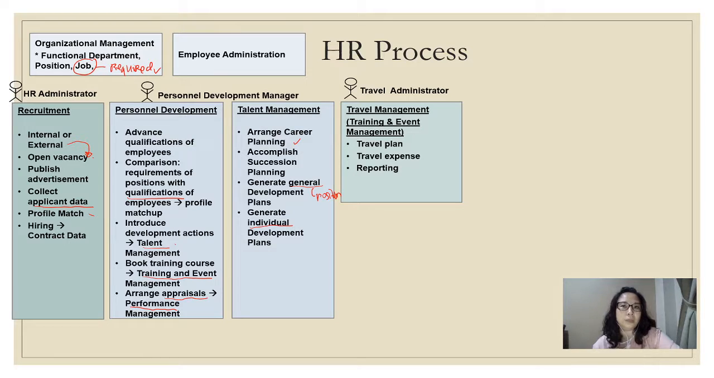But if the event is like going to school, it means the expense can be repeated. Then it needs to be planned properly, because we need to know how much cost will be spent for that employee. And then it will also handle the reporting.